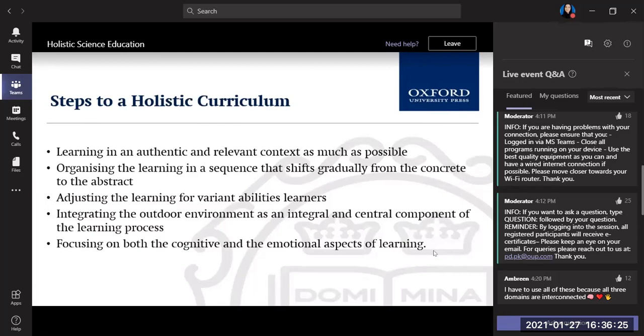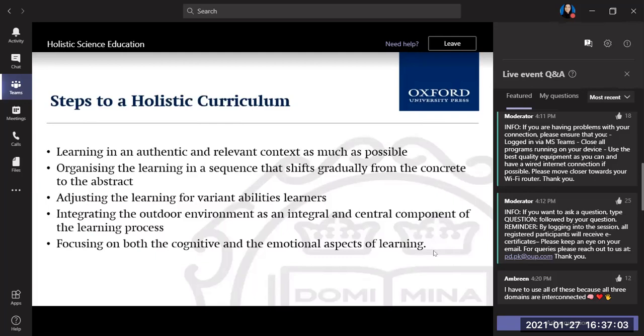The third aspect is adjusting the learning for variant ability learners. We know that we all have different types of learners. We don't have just one set, which is the high achievers and the average achievers. We do have 3 sets of children, and we need to make sure that every child feels challenged. So there has to be differentiation for every child. Even if you have 2 or more children, every child is not the same. You do make certain things different for every child, which is why you have to do the same when you're in a classroom.